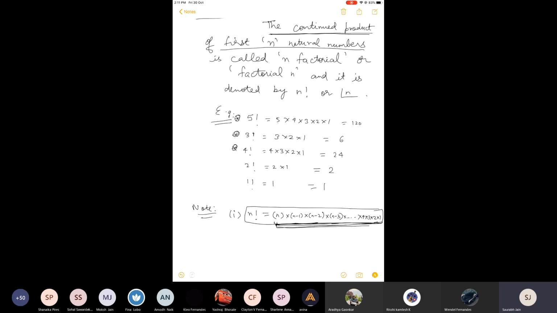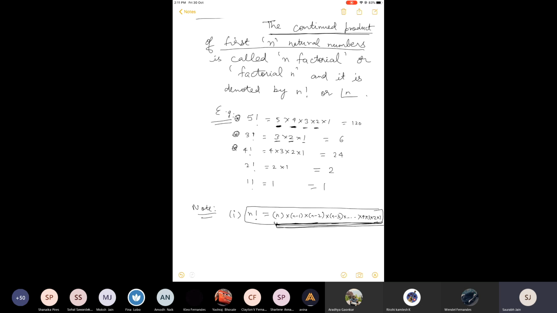It is the product of first n natural numbers. So if you consider these, and if I write 5, what is the next term? It is 1 less than it. So if I say that it is 5, what is 4? 4 is 5 minus 1. 3 is 5 minus 2. 2 is 5 minus 3. Like that. Similarly, this is 3. Next one is 3 minus 1. This is 3 minus 2.